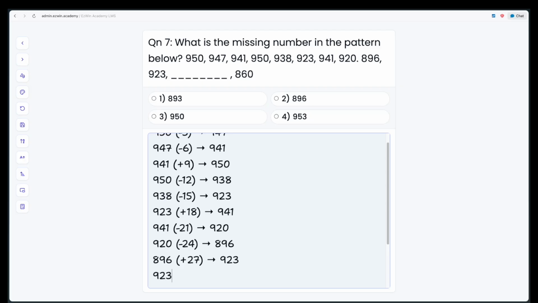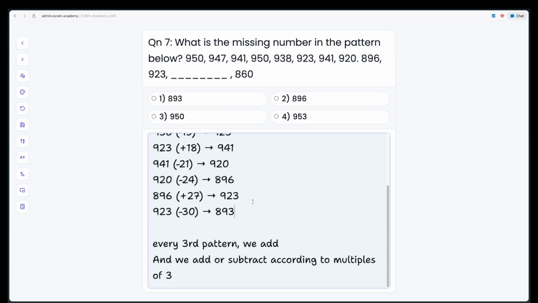So what is the next thing then? What do you think we do after this 923? Do we plus or minus? Okay, so in this case, we actually minus. So minus what number? After 27 is 30. Okay, minus 30. And 923 minus 30 is basically 893.